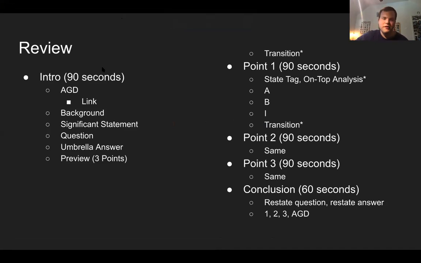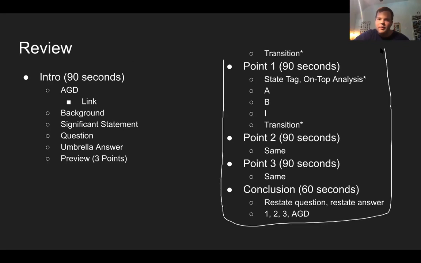Okay, so quick review. In my intro video, I talked to y'all about what the parts of an intro are. So your AGB, your link, your background, your SIG statement, question, umbrella answer, and your preview or 3 points. Today, I'm going to break that down even farther into what you have on this part of your screen, and specifically the ABI part, which is the substructure that we're going to talk about. And then also these transitions to make your speech just fire.